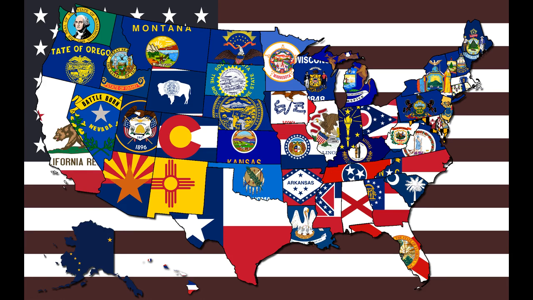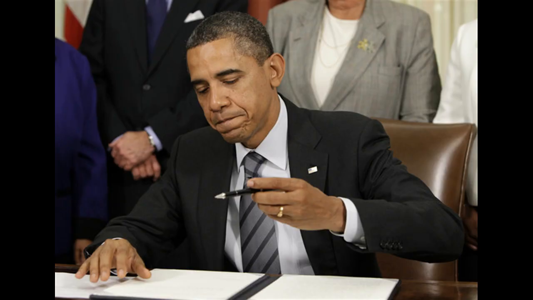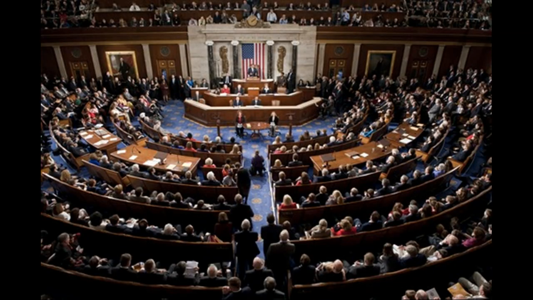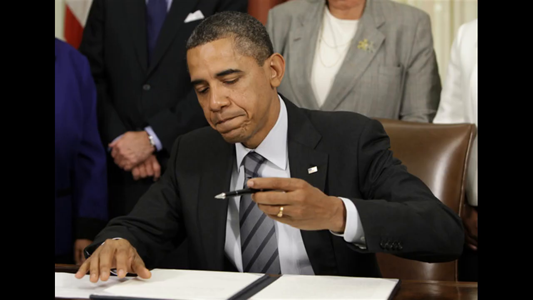Republic of 50 states that is governed by three distinct branches. These branches are judicial, legislative, and executive. The judicial is the Supreme Court, legislative is the House and the Senate, and the executive is the President and his cabinet.